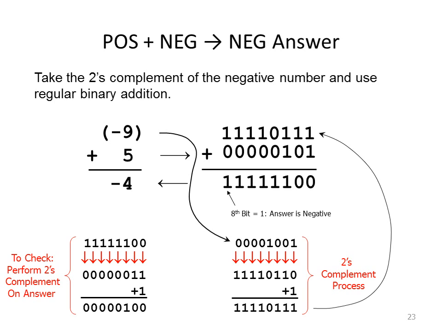Now to check whether it is minus 4 or not, again we have to complement the number. After complementing we get the 1's complement, then again add 1, and we get 4. So in the case of a negative number, we again perform the 2's complement to get the required answer.